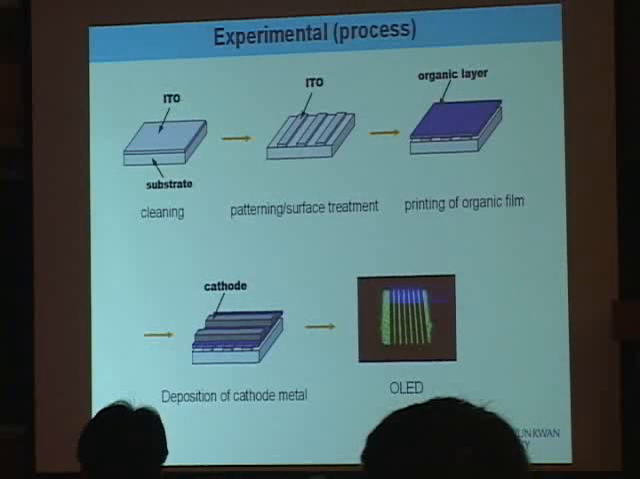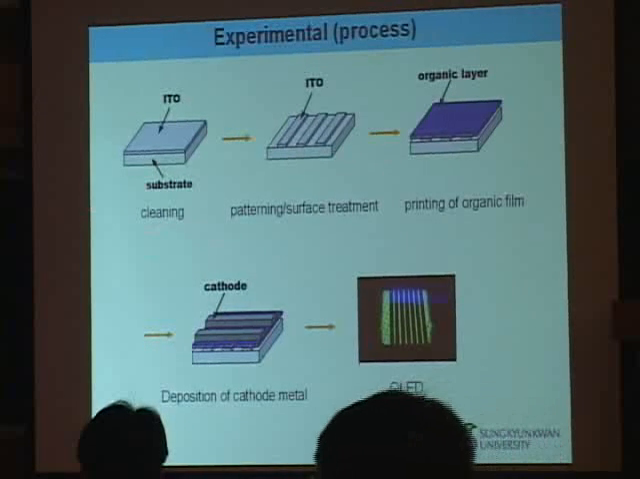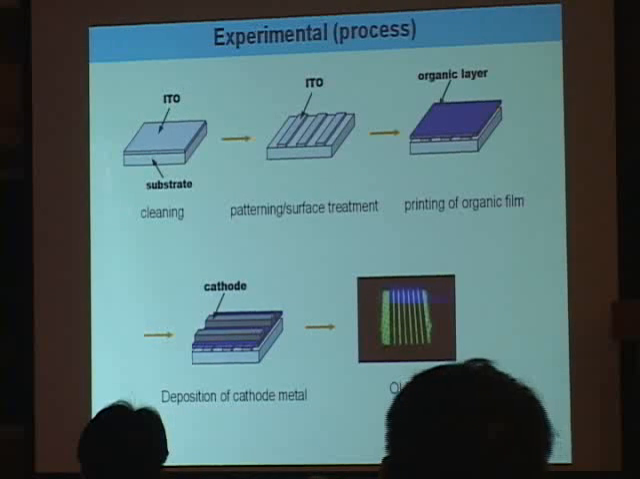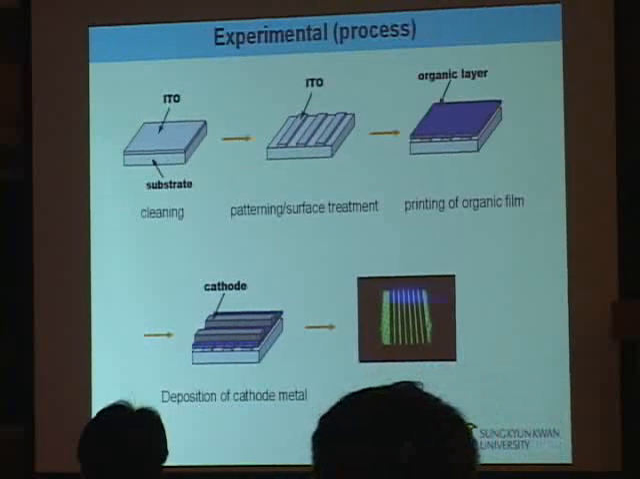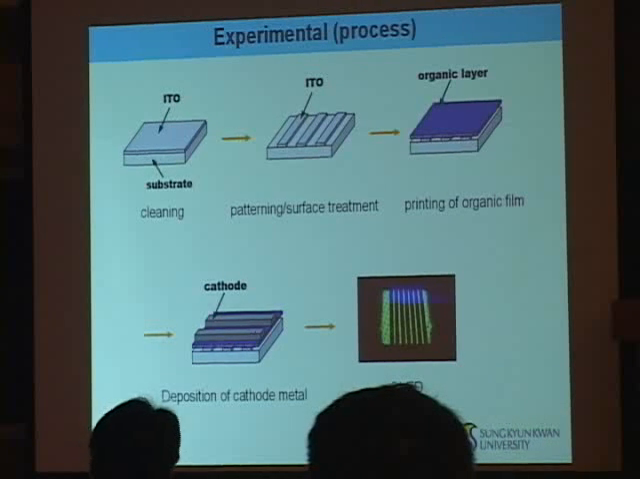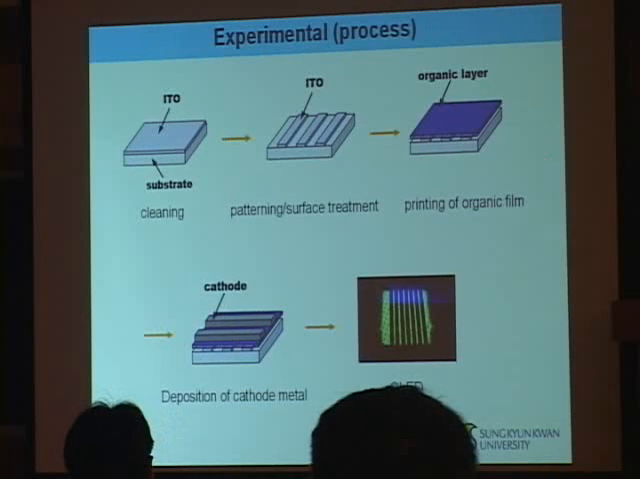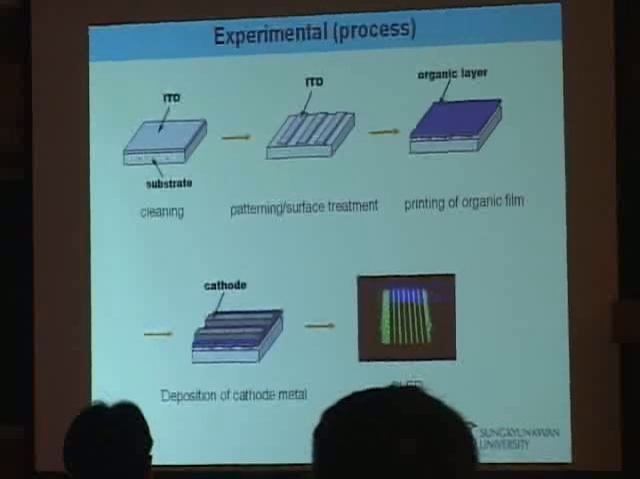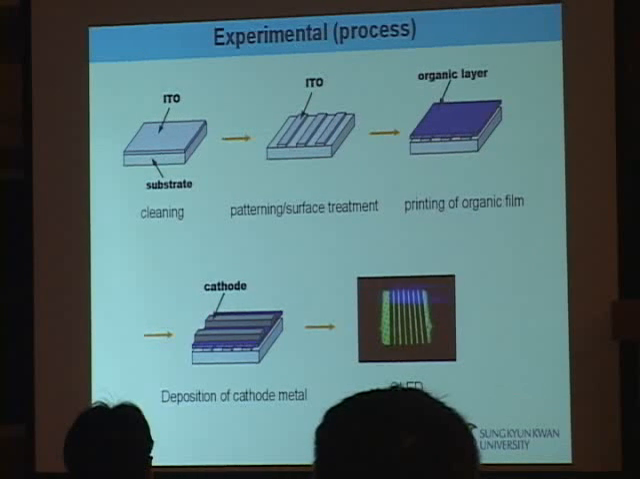The process to make organic light emitting device is the following. We clean first, and then we pattern the ITO and plasma treat the surface, and then we screen print the organic film on it, and then we deposit the cathode metal on top of it, and we finally make the device.